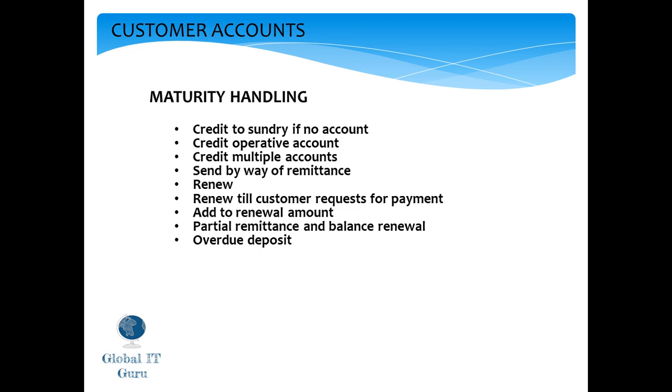If the customer has no account, then the amount will be transferred to the sundry account at the time of maturity. And credit operative account: if the customer has an operative account, then the money will be transferred to his operative account, in a saving account or current account, whatever the customer has provided.